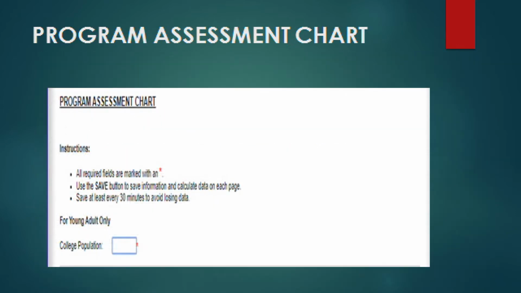I'm not sure if anyone here is applying for a young adult grant application, but if you are, we want to know your college population. And when we say college population, we mean the population of students amongst all your campuses. So for example, Georgia State. There's several campuses in Georgia for Georgia State. So what's that total population amongst all of those campuses? Is there anything you can clarify on program assessment?